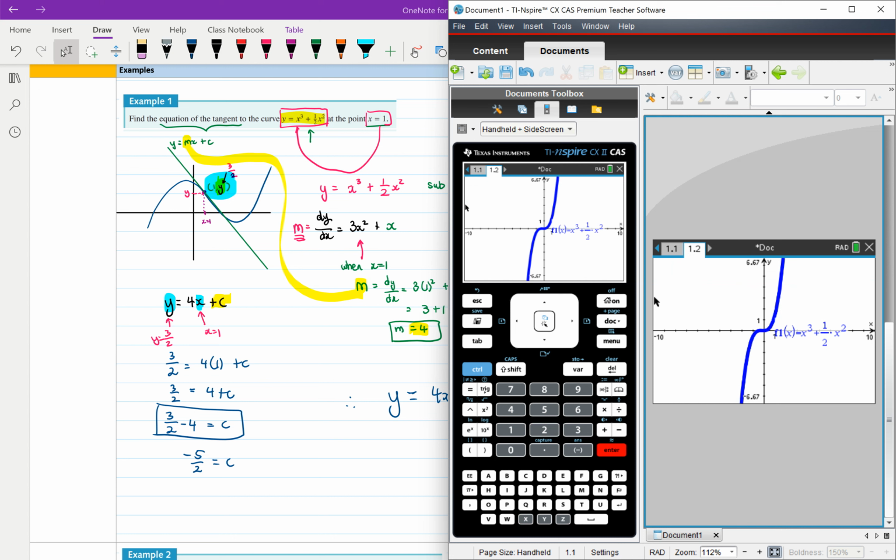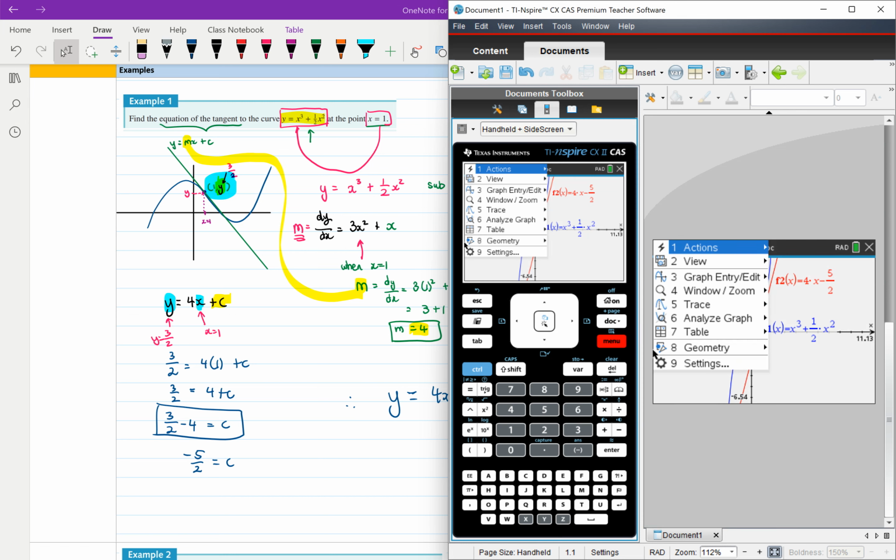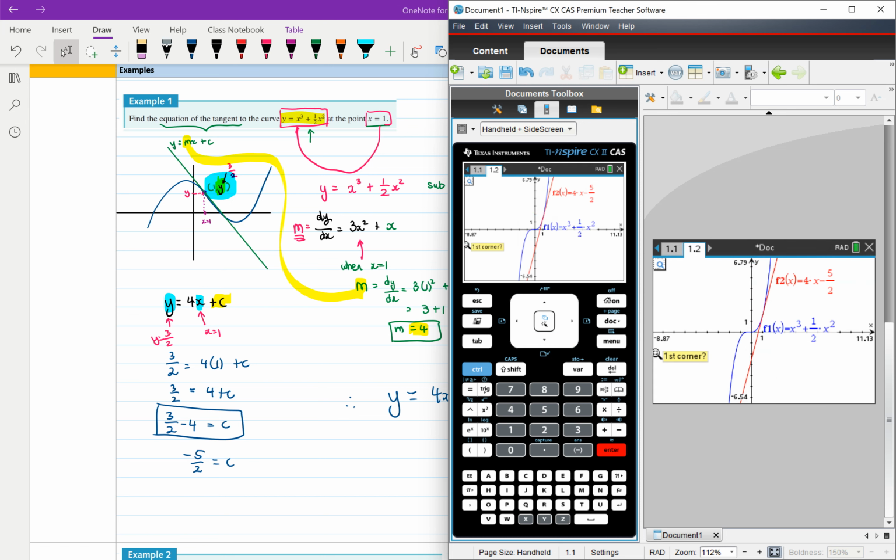Now, I said that apparently from our calculation, we figured out that 4 times x minus 5 on 2 is meant to touch this curve once. So let's see that. Oh, it does look like it could be. So let's double check. I'm going to zoom in a bit just so we can see it better. Menu 4, zoom box. I'm going to go zoom box, and I'm just going to choose a corner. So maybe 1 here and then about there.